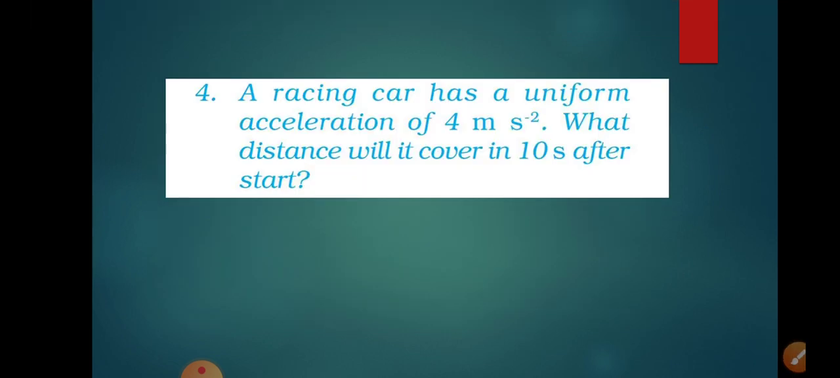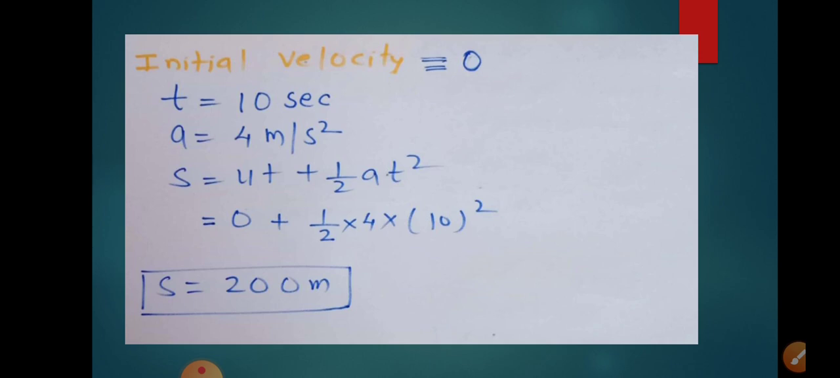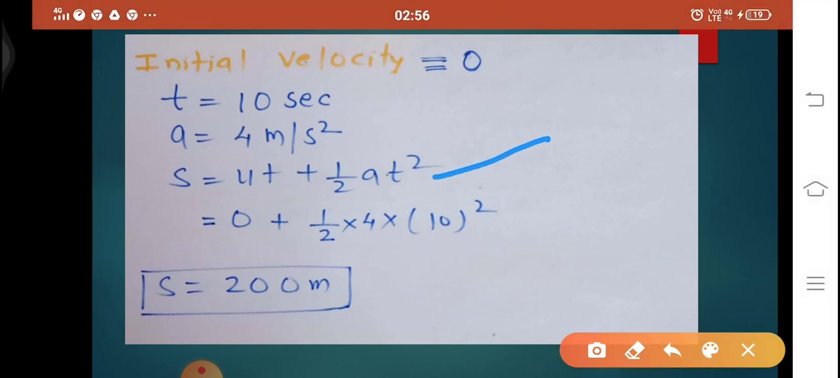Now this is another question. A racing car has a uniform acceleration of 4 meter per second square. What distance will it cover in 10 seconds after start? Now in this question we have to calculate distance. In the previous question, velocity. Now here we have to calculate distance. Acceleration is given, so we will use this formula, s equal to ut plus half at square.